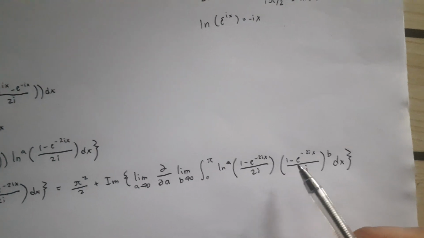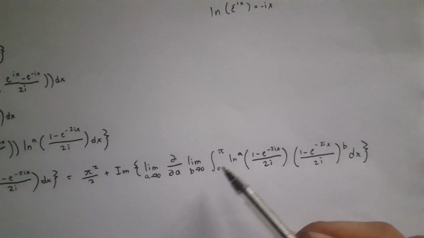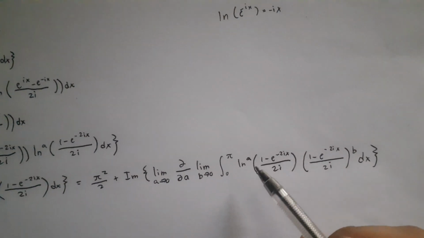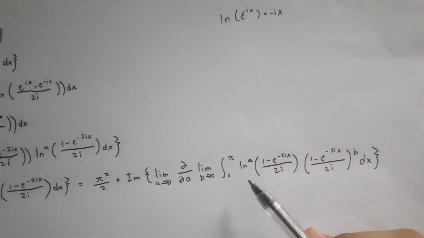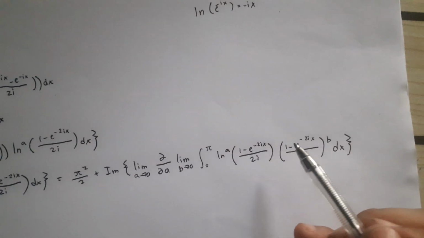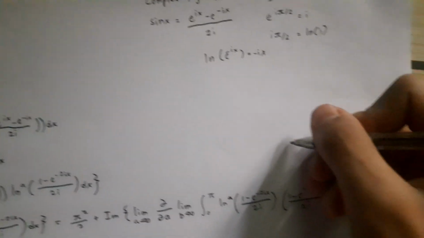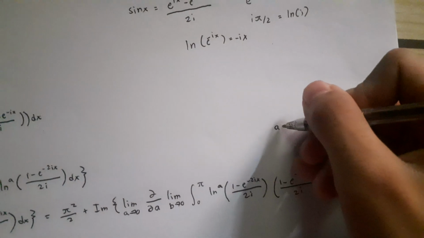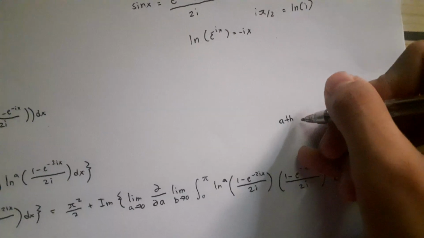Also notice that this expression here, ln of 1 minus e raised to negative 2ix over 2i raised to a, is just the a derivative.